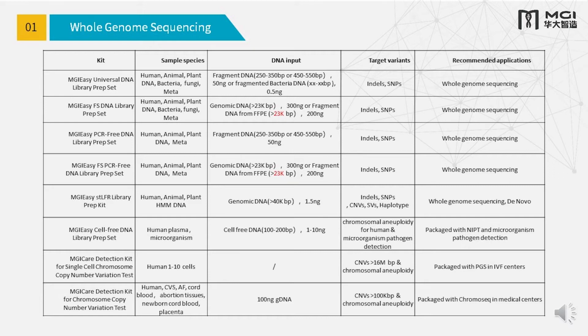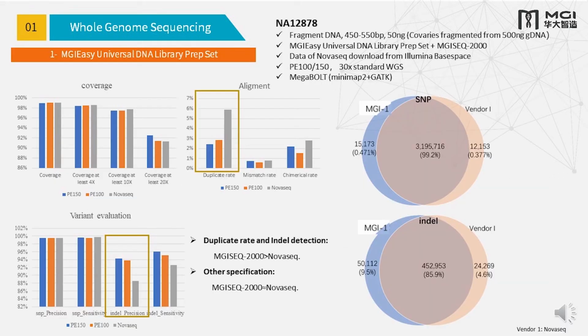So the first one is the MGI Universal DNA Library Kit. Why is it called universal? Because it's the first kit we developed for all these species. So we compared human, animals, plants, microbes, or even single bacteria, variants, and metagenomics. We tested all these kinds of sample types. It works all the time.